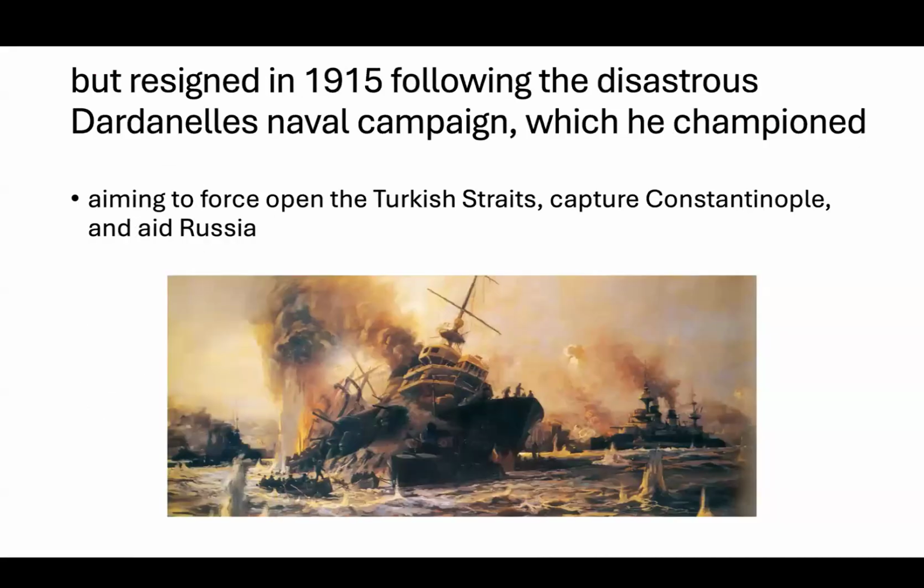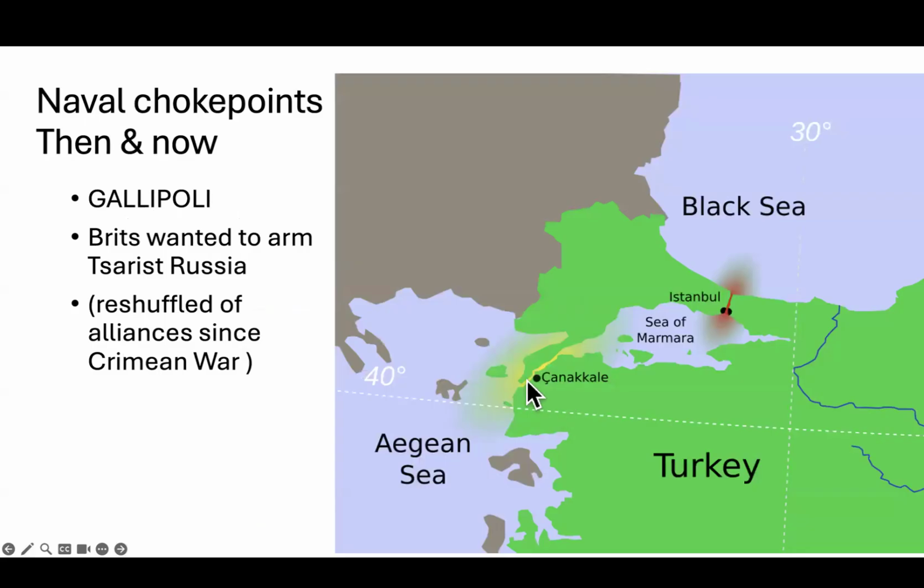But he had to resign in 1915 after the Gallipoli disaster. In the context of World War I, he was trying to open the entrance to the Black Sea to help the Russians. And the Ottomans were in his way. So he thought he would have to force his way through.